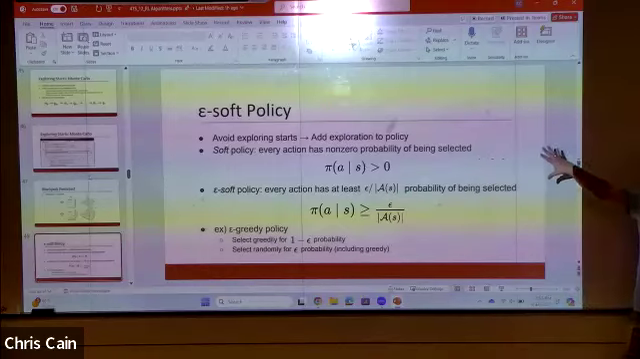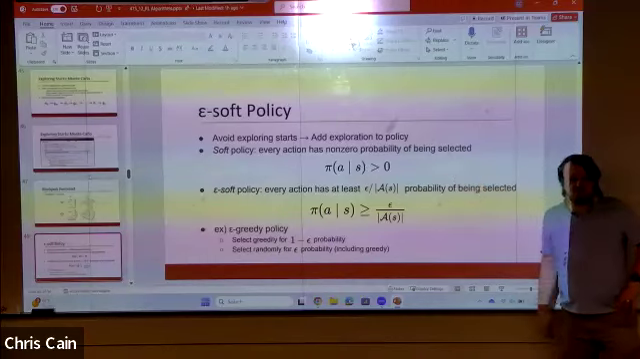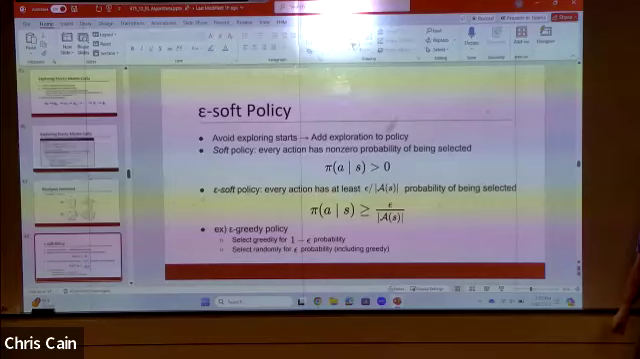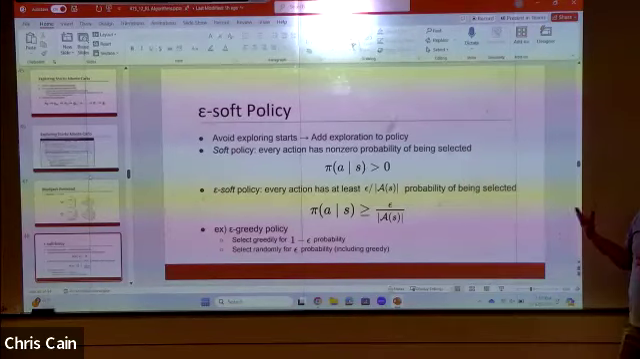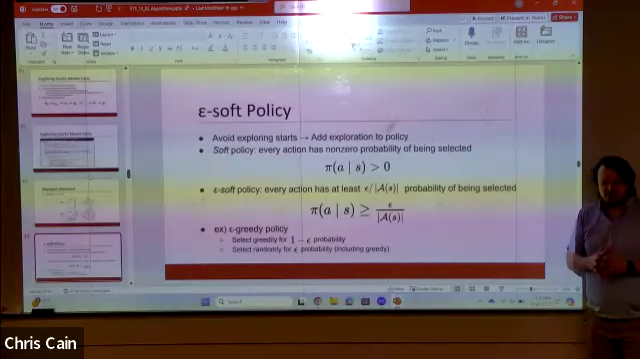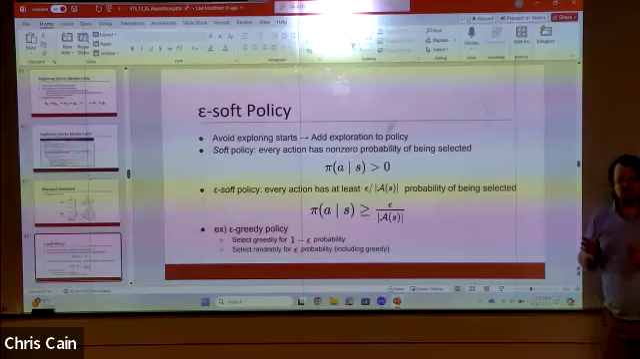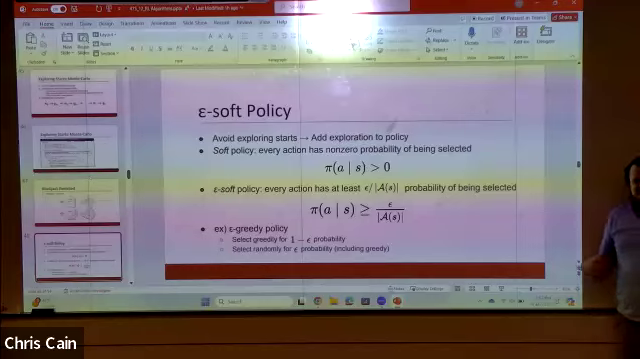Epsilon soft, we've already talked about using this concept of epsilon to add exploration to a system. It's very similar. Instead of using exploring starts where we start at a different position every time we start an episode, epsilon soft says we can build the exploration into our policy, and that way we can always start at the same location. We just need to differentiate between what we think is optimal to do and doing something we don't think is optimal to continue to gain information.